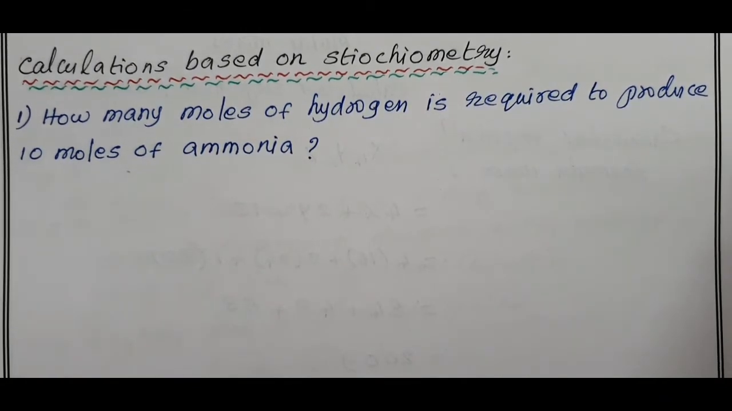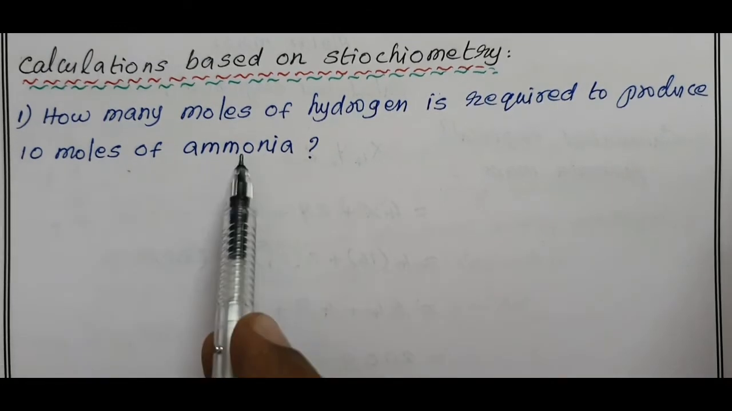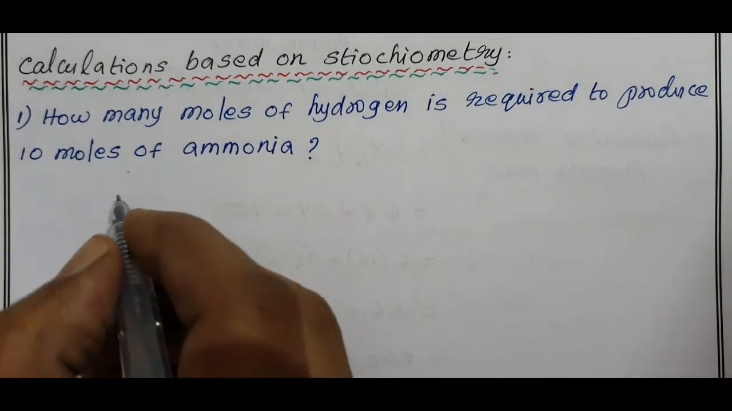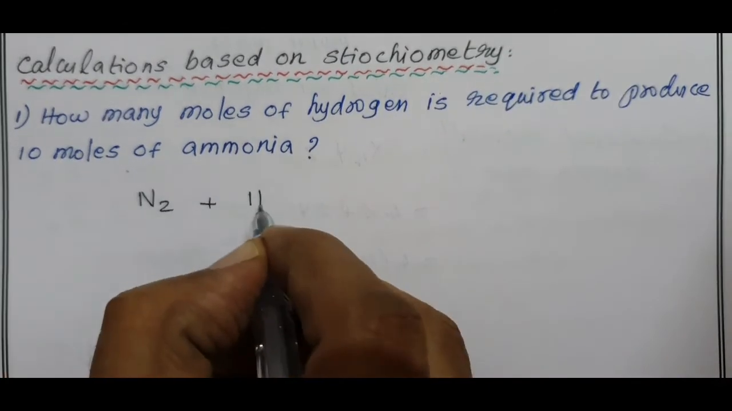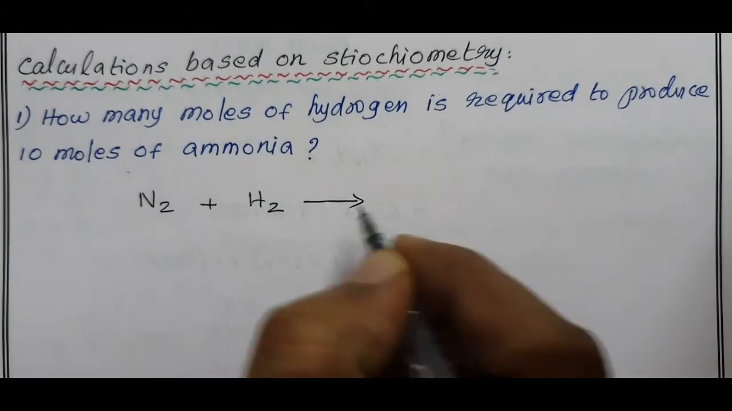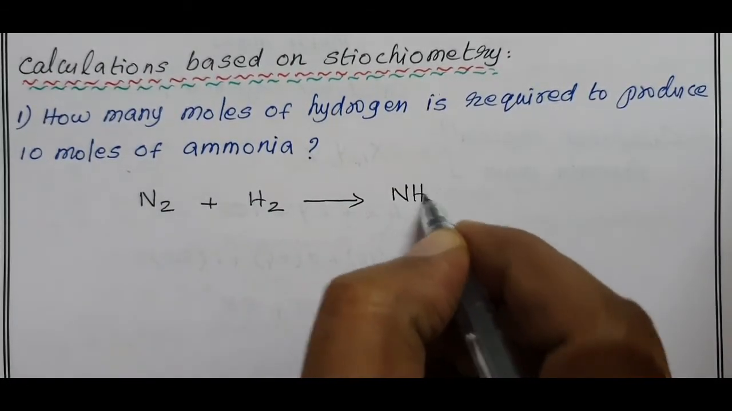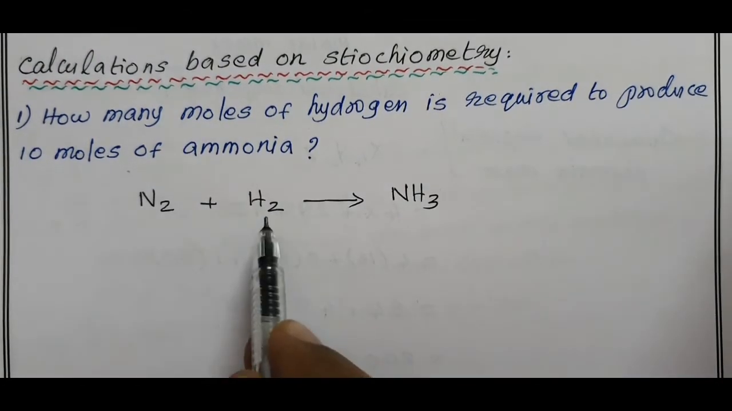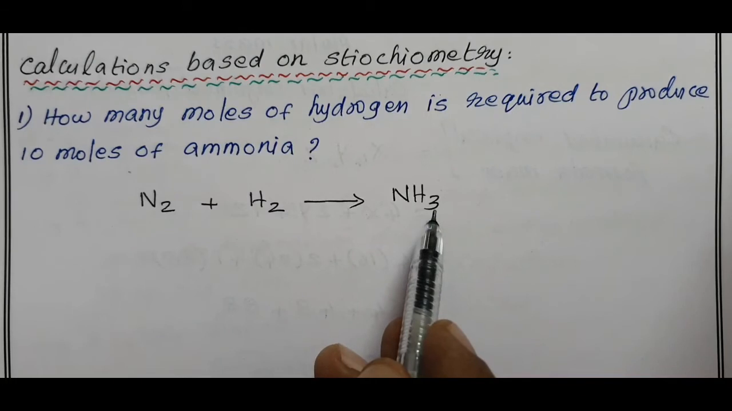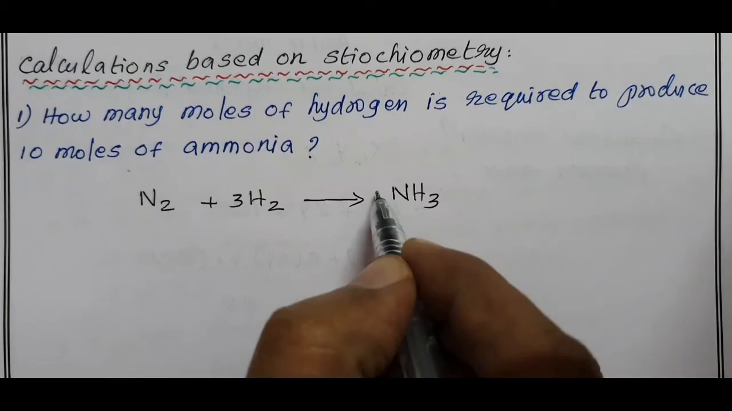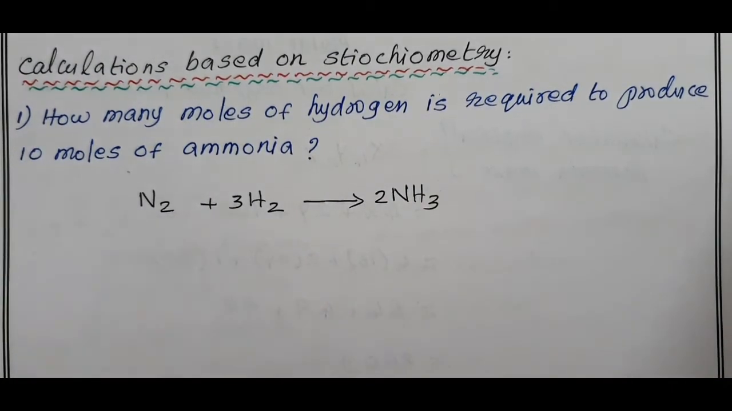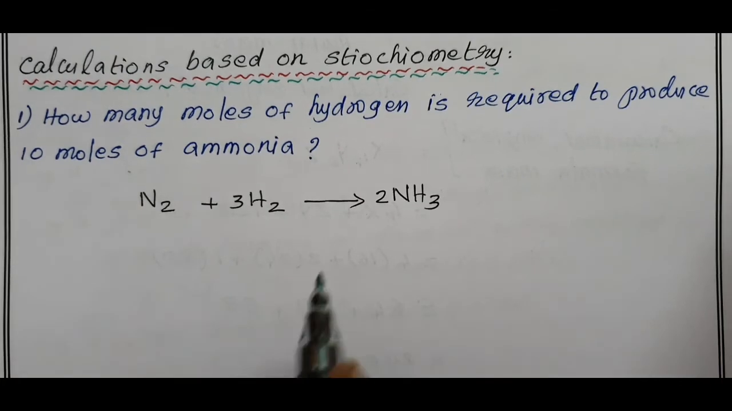moles of ammonia? First we have to write the balanced equation. Ammonia is formed from hydrogen and nitrogen. N2 plus H2 gives ammonia, molecular formula NH3. Hydrogen, one side even number, another side odd number. Put this odd number before hydrogen. 3 into 2 are 6, 2 into 3 are 6. 2 nitrogen, 2 nitrogen.